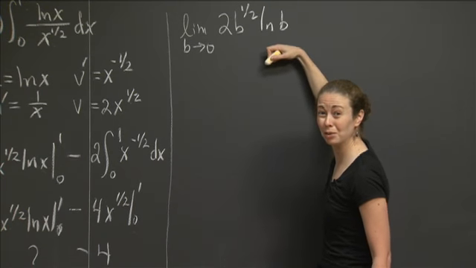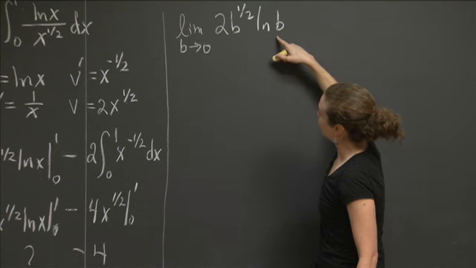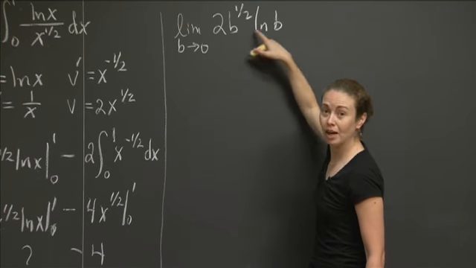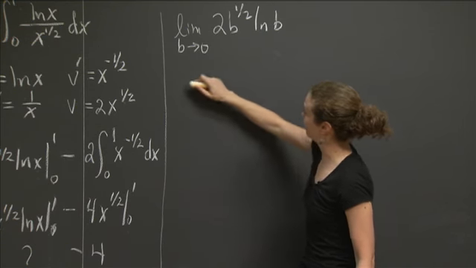That's what we're interested in. That's the only part we don't yet understand. So let's see what happens. Well, if I want to make this into a L'Hopital's rule thing, right now I have 0 times negative infinity. So to put it into a form I recognize, I'm going to rewrite this.